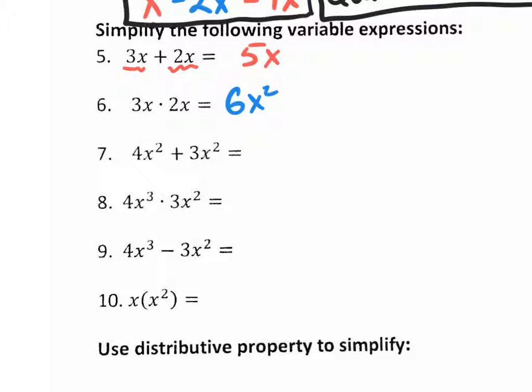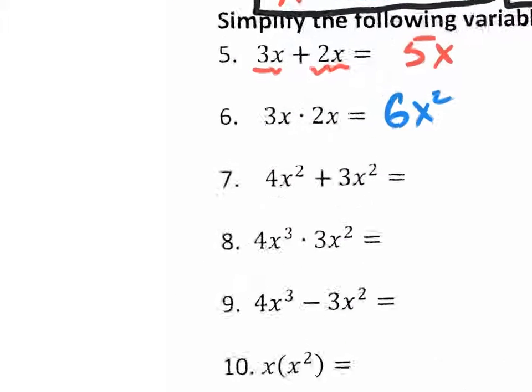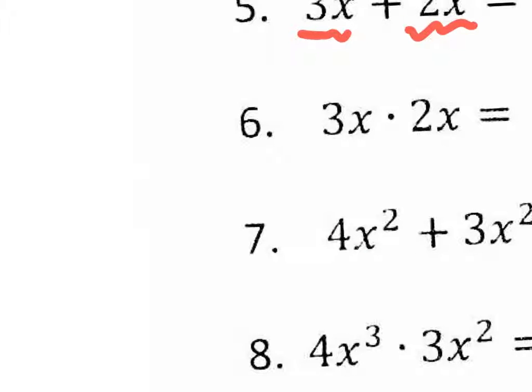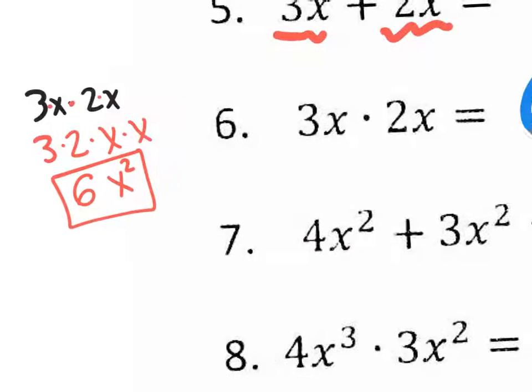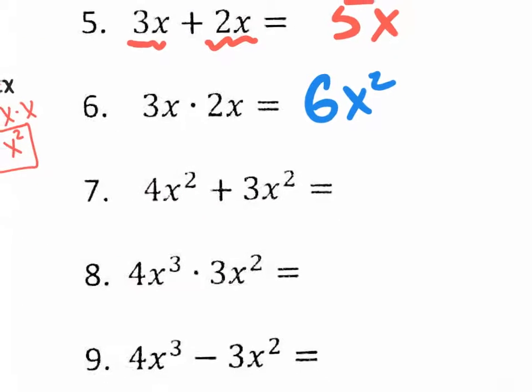I mean, the thorough explanation of 3x times 2x would be that this is 3 times x times 2 times x, and you could rearrange things. The commutative property of multiplication lets you switch things around. And you know that 3 times 2 is 6, and x times x is x squared. So that's your answer, 6x squared. Of course, you don't have to show that work. You just put 6x squared, and that's it.